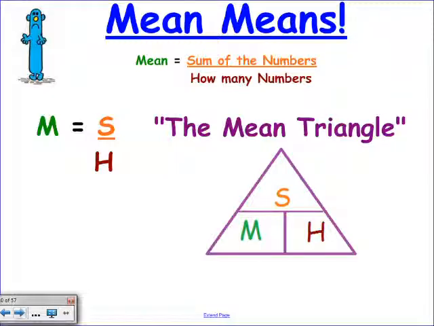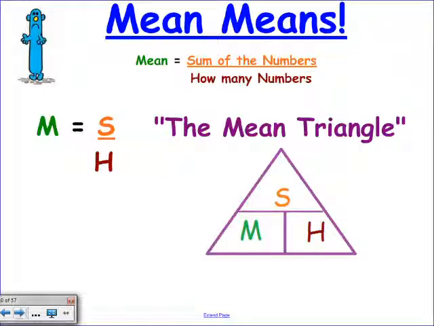And basically this formula can be represented in a triangle where the thing that you don't know, you cover up. So if I don't know what my mean is, it's the sum of my numbers divided by how many numbers I've got. If they give you the mean and how many numbers you've got, it tells you to multiply your mean by how many numbers. Okay? So this is a far easier way for you to do those trickier questions.